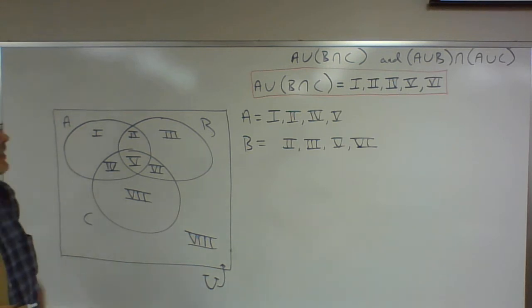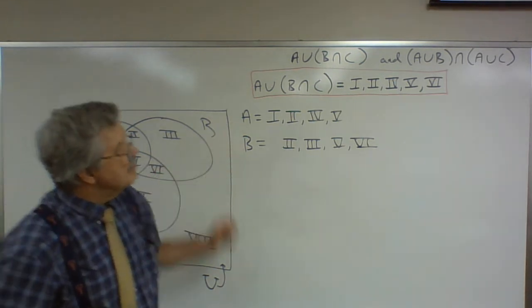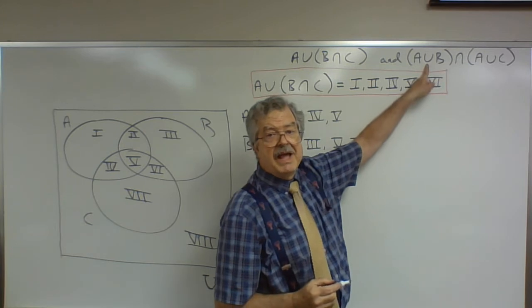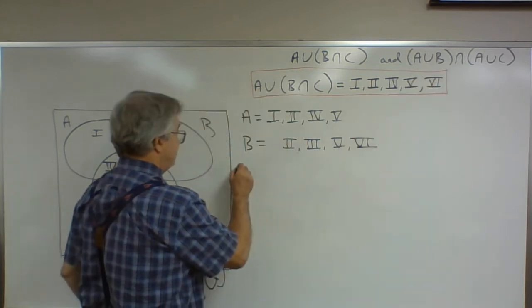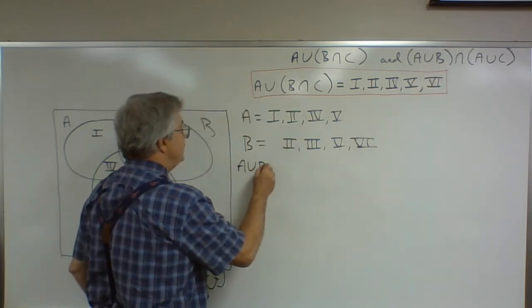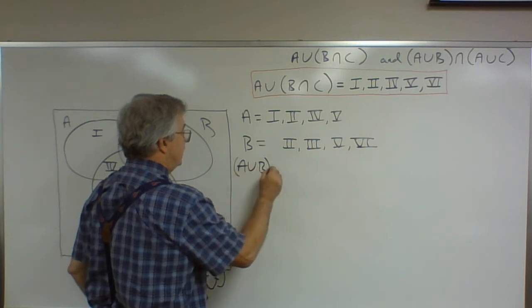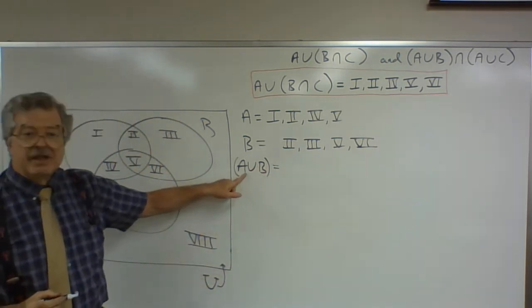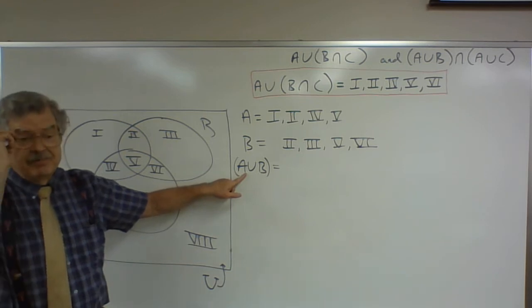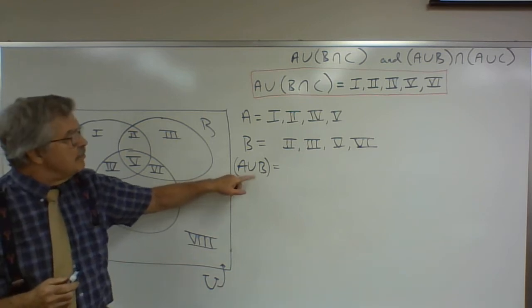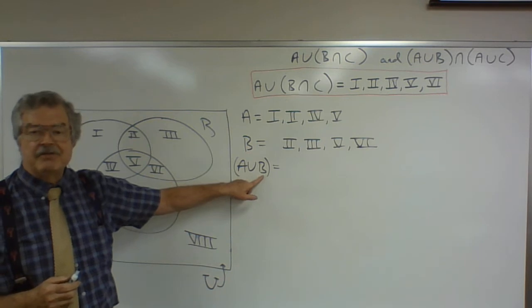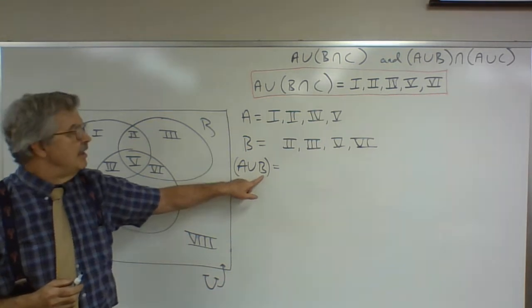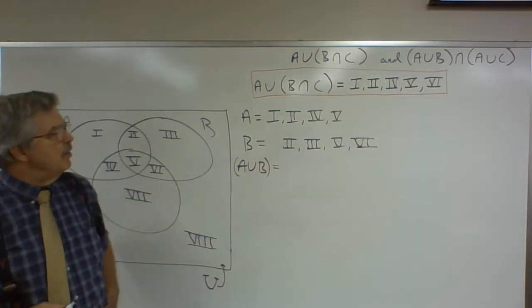Now that we have A and B, we can compute A union B. And remember what A union B is? It's the set of all elements contained in A plus the set of all elements contained in B plus all the elements that are in both.